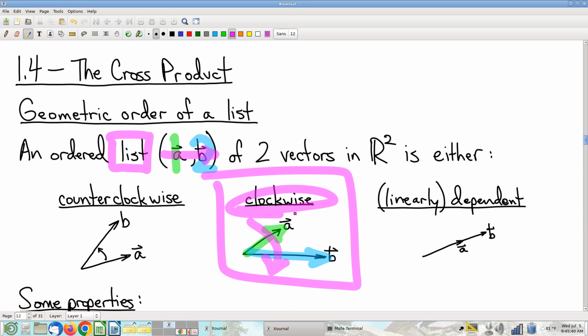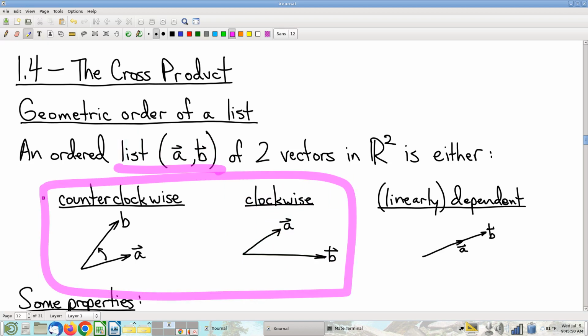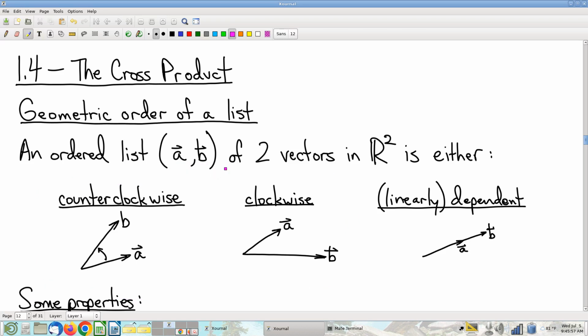So in some sense, most of the time, when you have a list of two vectors, it's going to be one or the other of these. It's either clockwise or counterclockwise. And there are exceptions, of course. Actually, a couple of different exceptions. Either the vectors are pointing in the same direction, then it's neither clockwise nor counterclockwise.